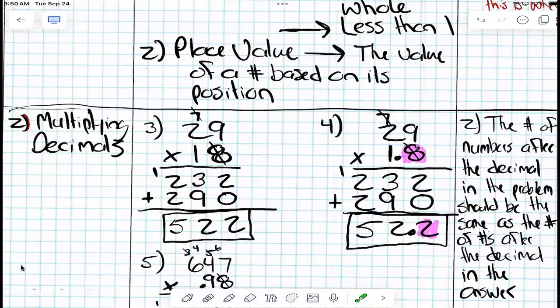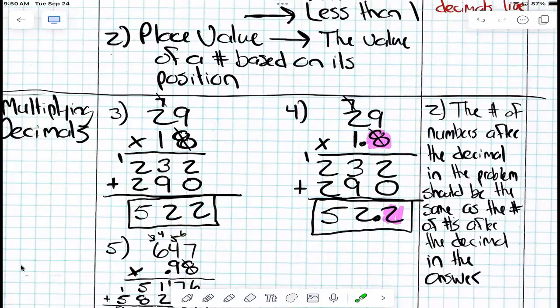Class, in chapter 1, lesson 1, we reviewed how to multiply 29 times 18, right? Yes. We know that there are two multipliers, so therefore we have two rows of numbers, right? Yes. We box our final answer, yes? Yes. Number 4 is a little bit different.